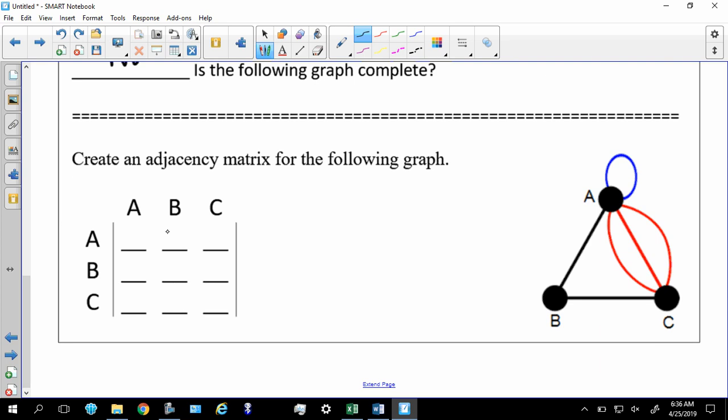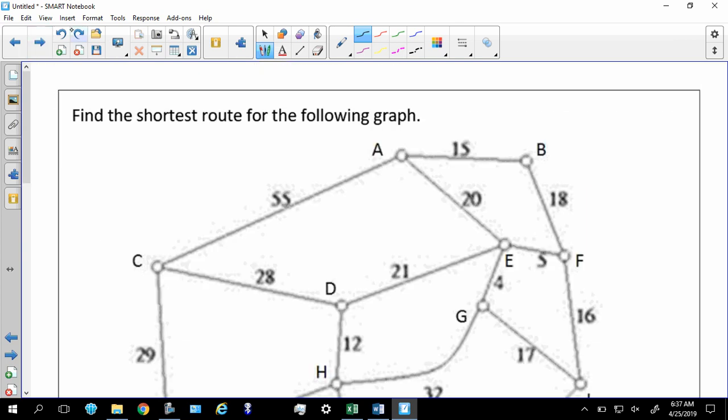Create an adjacency matrix. All right, there's an A to A situation. That's a 1. A to B is a 1. A to C is a 3. B to A is a 1. B to B, there's nothing there. And B to C, there's a 1. And lastly, C to A, that's a 3. C to B, that's a 1. And lastly, there's nothing there. All right, there you go. That's easy.